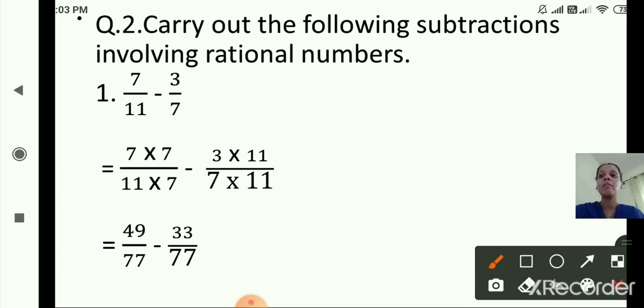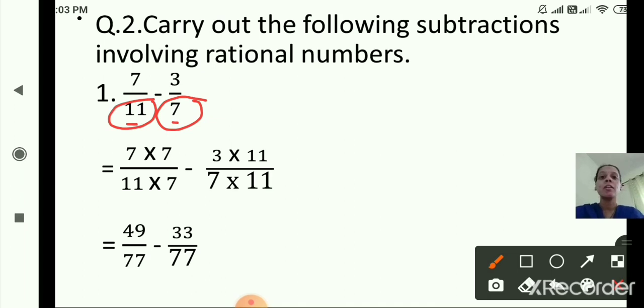As you can see here, the denominators are not the same. So we will make the denominators equal by cross multiplication, right? So now we'll do the cross multiplication first. 7 upon 11, both the numerator and denominator, you will multiply with 7. And 3 upon 7, both numerator and denominator, you will multiply with 11. Okay, so this is cross multiplication, right?